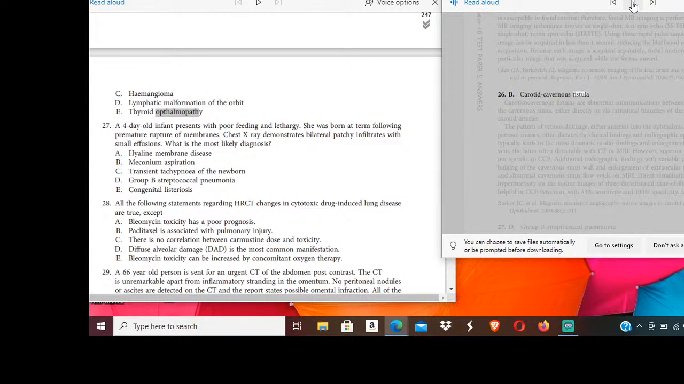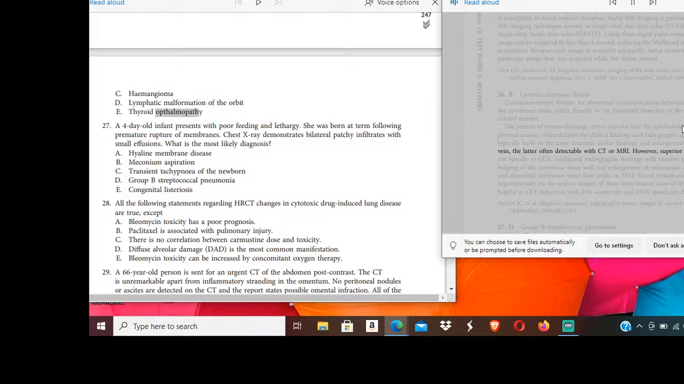26. B. Carotid cavernous fistula. Carotid-cavernous fistulas are abnormal communications between the carotid artery and the cavernous sinus, either directly or via intradural branches of the internal or external carotid arteries. The pattern of venous drainage, either anterior into the ophthalmic veins or posterior into the petrosal sinuses, often dictates the clinical findings and radiographic appearance. Anterior drainage typically leads to the most dramatic ocular findings and enlargement of the superior orbital vein, the latter often detectable with CT or MRI.